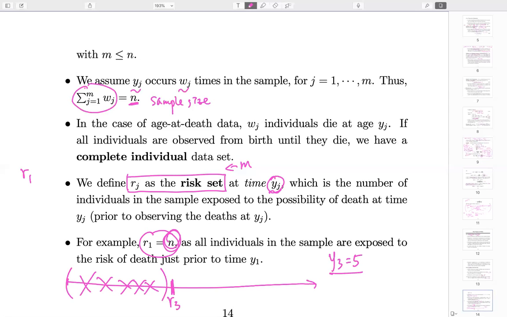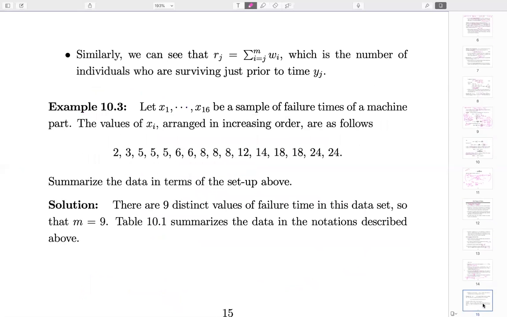At the beginning, you have to include everybody because that's the very beginning. R1. Nobody dies before Y1. Y1 is the smallest survival time. So with that in mind, let's do an example. Then everything hopefully will become more clear to you.